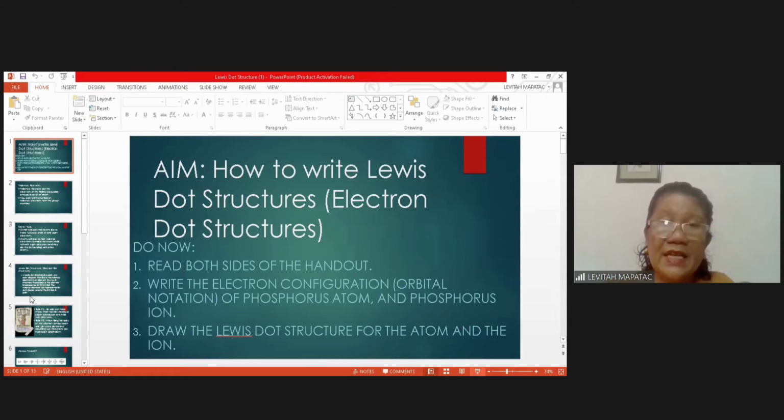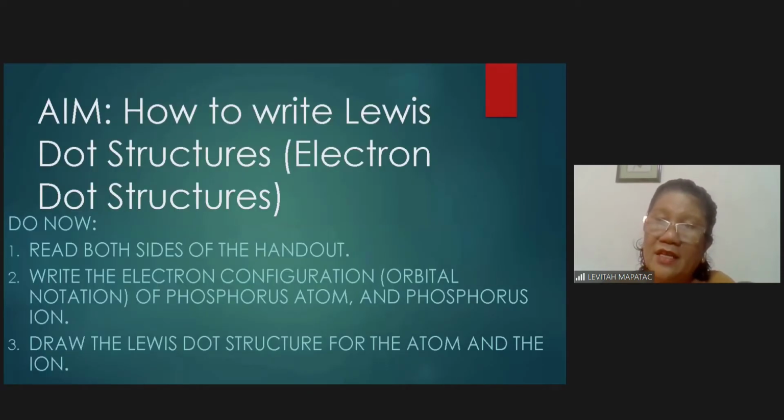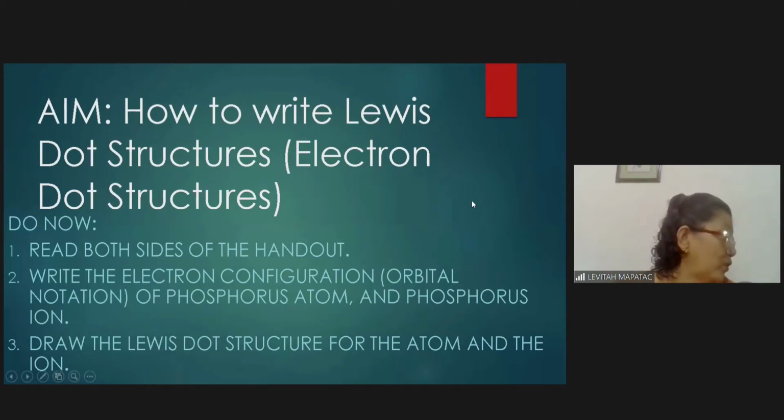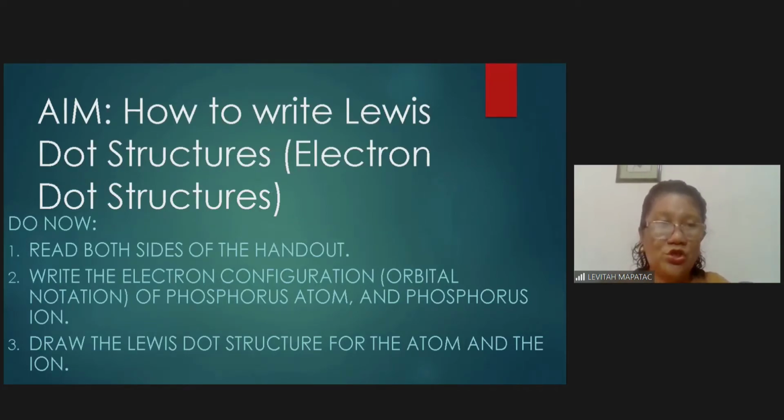Okay, the first thing is that I will be sending you a handout or a module. Aside from our lecture, there will be a module that will be sent to you. And of course, we had also already discussed, number 2, you already know how to get the electronic configuration of every element. Then, after doing that, we will know how to have the Lewis structure.